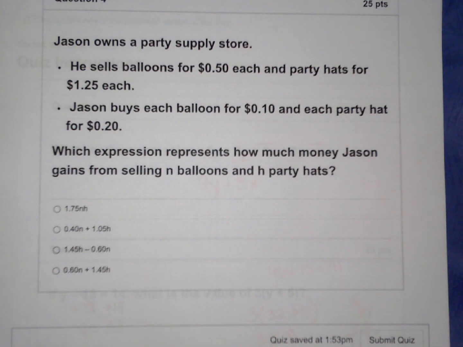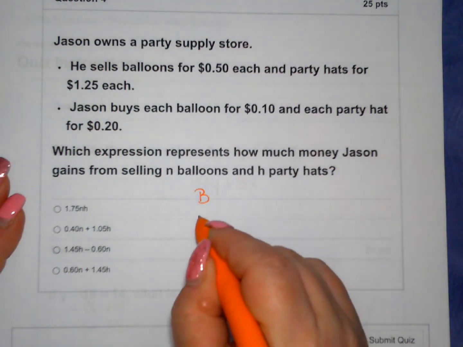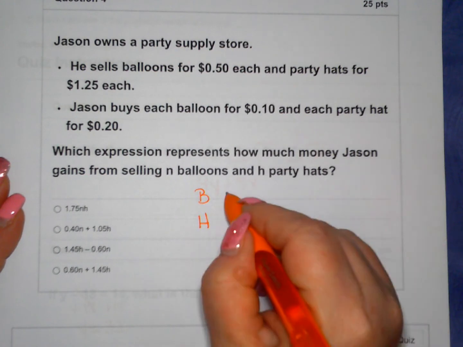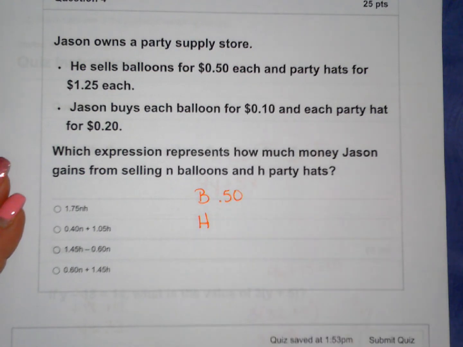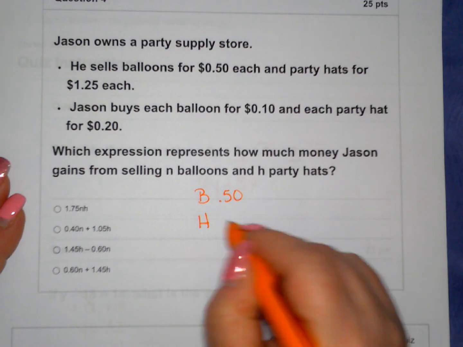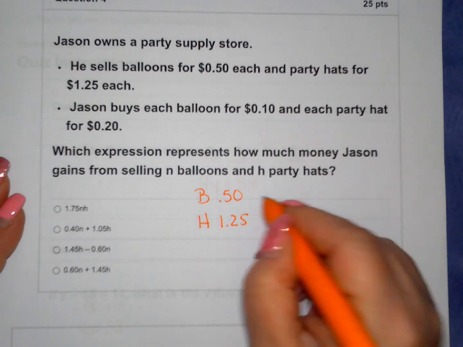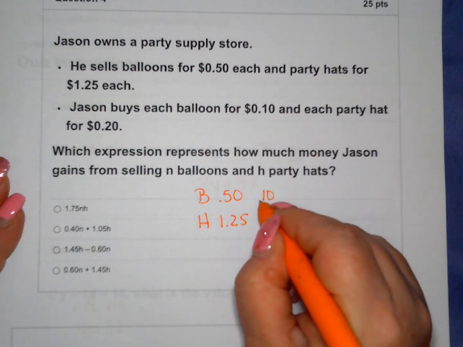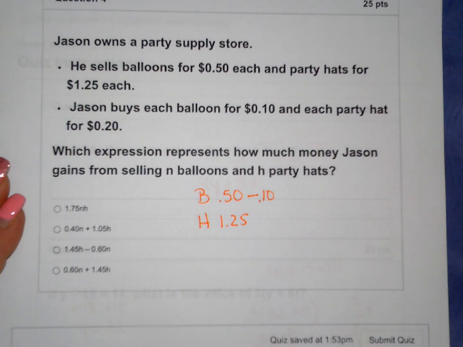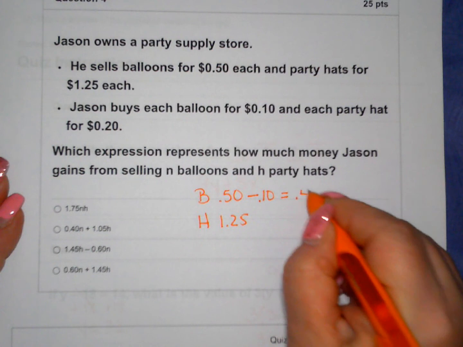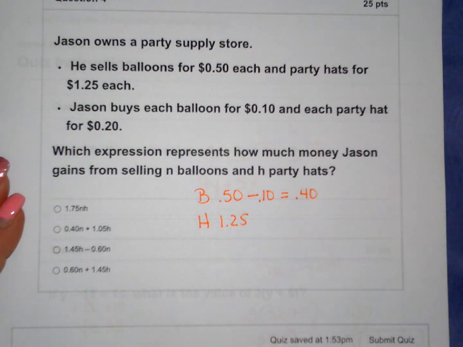Okay, kind of a two-step question here as well. So the first thing you need to do is look at balloons and then hats. Okay, so he sells the balloons for 50 cents and then he sells the hats for $1.25. But he buys the balloons for 10 cents. And remember, that's his cost. So that means subtract 10 cents. So that means that he will make 40 cents per balloon.